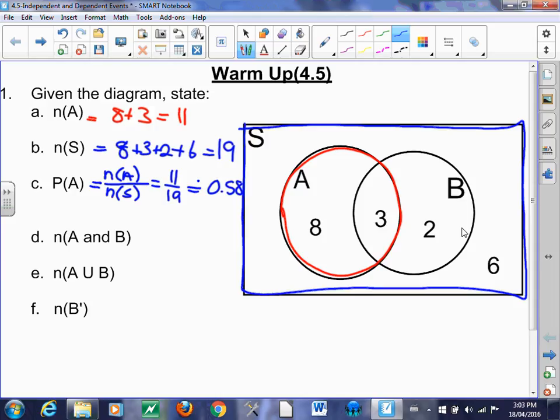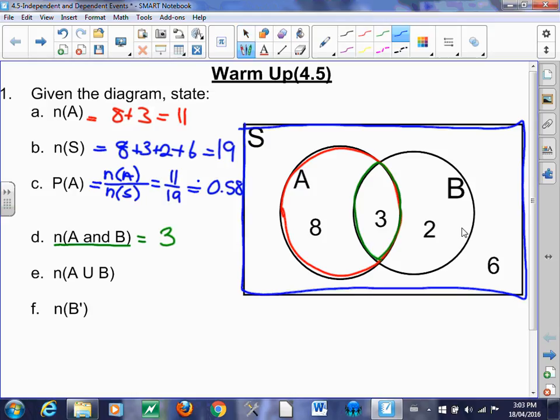All right, let's take a look at D, the number in A and B. So when you do that, ladies and gentlemen, A and B is the overlap. So which ones are in A and B? And that's going to be 3. And means to multiply, if you're thinking about that.